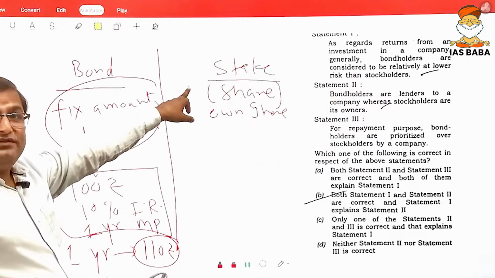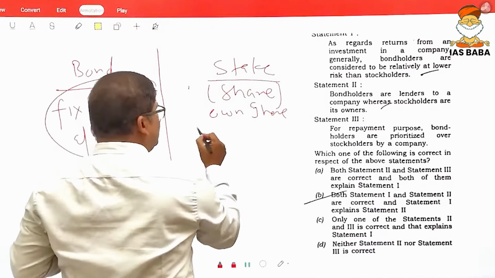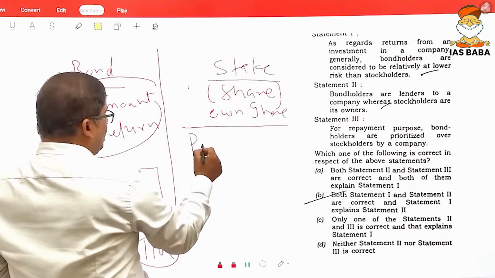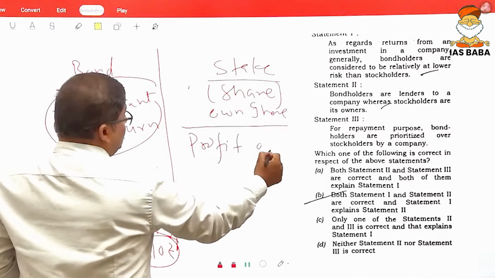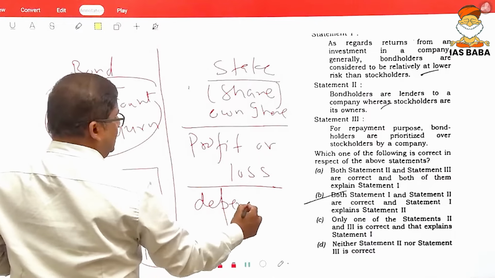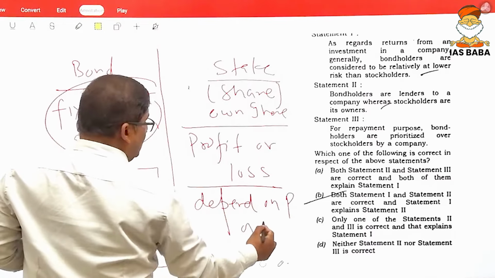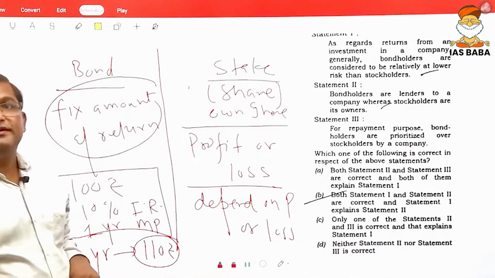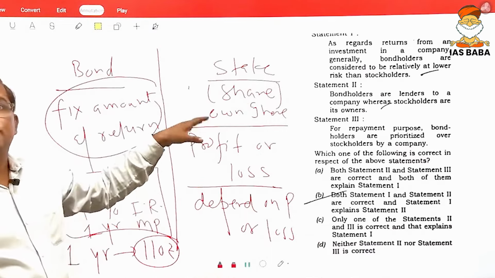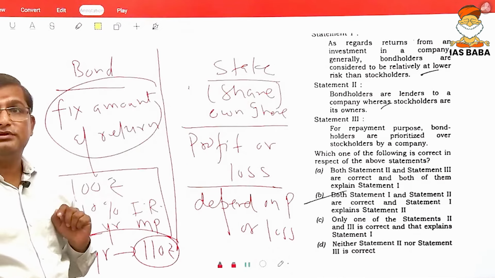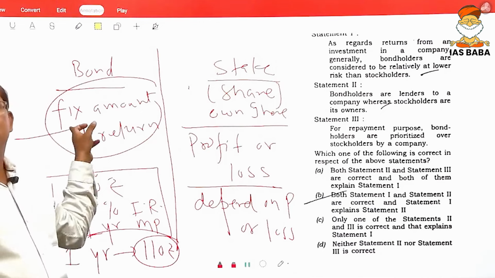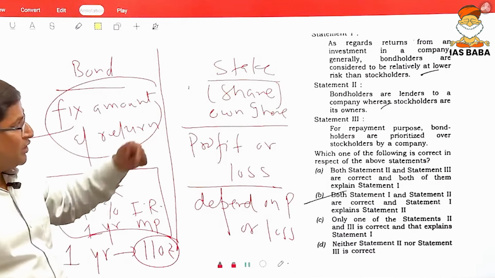But when we see the shareholders or the stakeholders, they own the share of the company. Share of the company means their profit or loss will depend on the profit or loss of the company. If the company is in loss, then the shareholder will also be in loss. If the company is in profit, then the shareholder will also be in profit. So they are at risk. But bondholders, they get a fixed amount of return. Now come to the next.